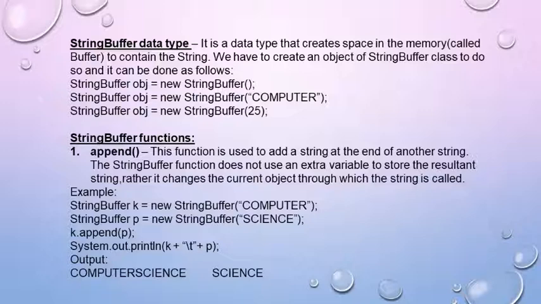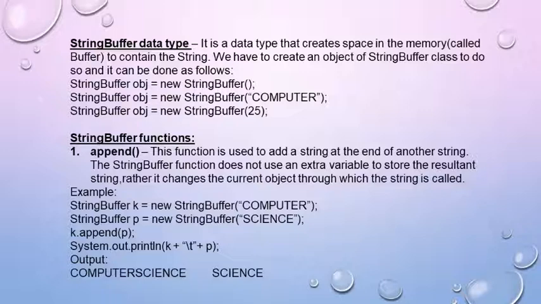See the example. StringBuffer k equals new StringBuffer("computer"), and there is another object StringBuffer p equals new StringBuffer("applications"). If I write k.append(p), and then I write System.out.println(k) with a tab space I print p. So what will happen? It will print the value of k.